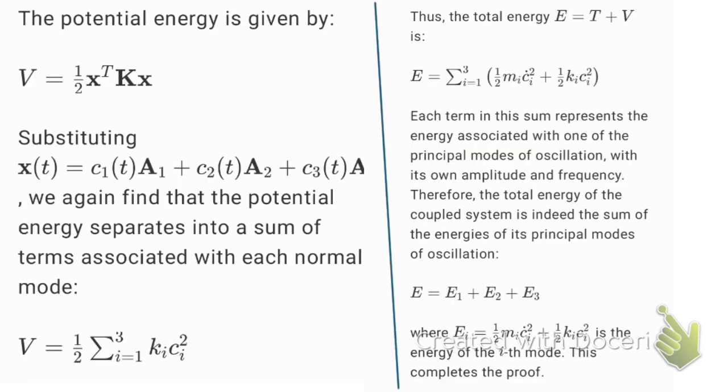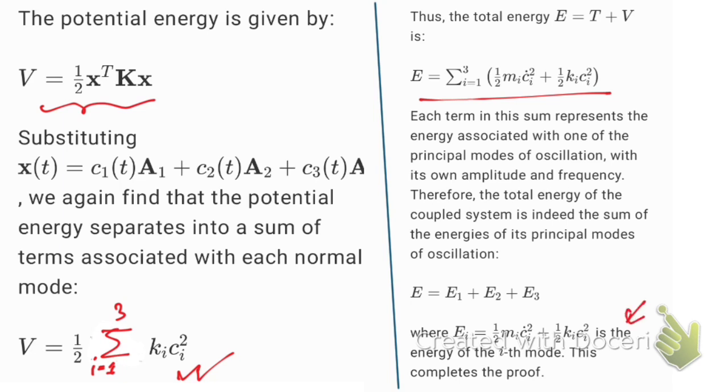Now let's move on to the next page. Here you see the potential energy is given by this expression. Instead of writing this summation this way, let me write it as a summation from i equal to 1 to 3. So this is the expression for potential energy. Let's put it here; this is the total energy expression, which proves the last thing that we needed to prove.